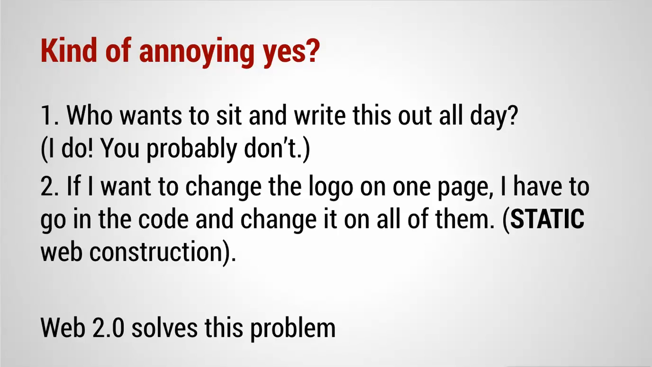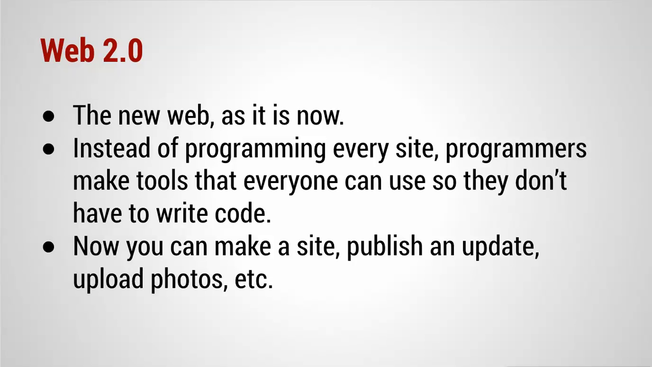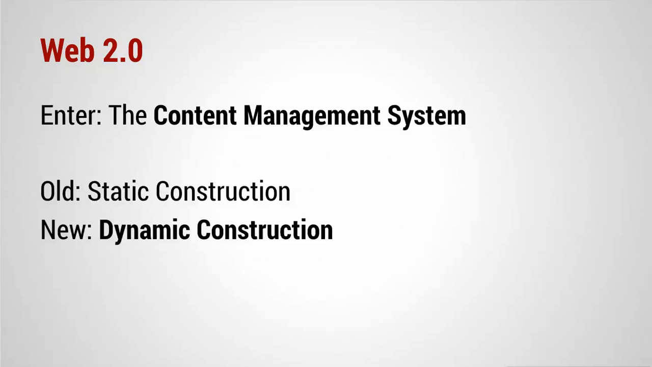So Web 2.0 solves this problem, and we've talked a little bit about Web 2.0. Web 2.0 refers to the new web as it is now. Instead of programming every site like we used to have to do, a lot of programmers have focused on making tools that allow everyone to use the web so they don't have to write code. Pinterest is a good example. With Pinterest, you just click a pin it button and things happen. You can publish something to your board. You didn't have to write any code. You just pressed a button. A programmer came up with that whole system so that you don't have to write code. And so Web 2.0 allows more people to use the web without writing code. So now you can make a site, you can publish an update, you can upload photos without having to know any code. That's the beauty of Web 2.0.